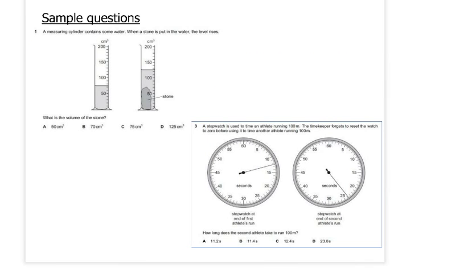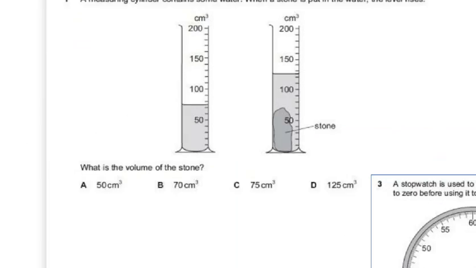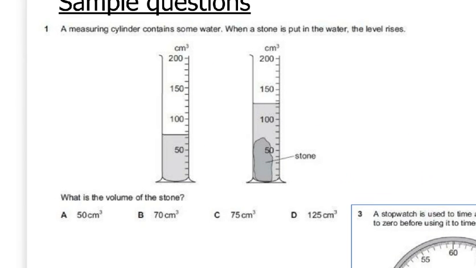So here we have some sample questions of actual questions that have been on old IGCSE tests. You can see here a graduated cylinder, and they have a liquid in there, and then they have a liquid plus a stone. And what are you supposed to figure out? The volume of the stone. So all you do is you subtract the different readings there.